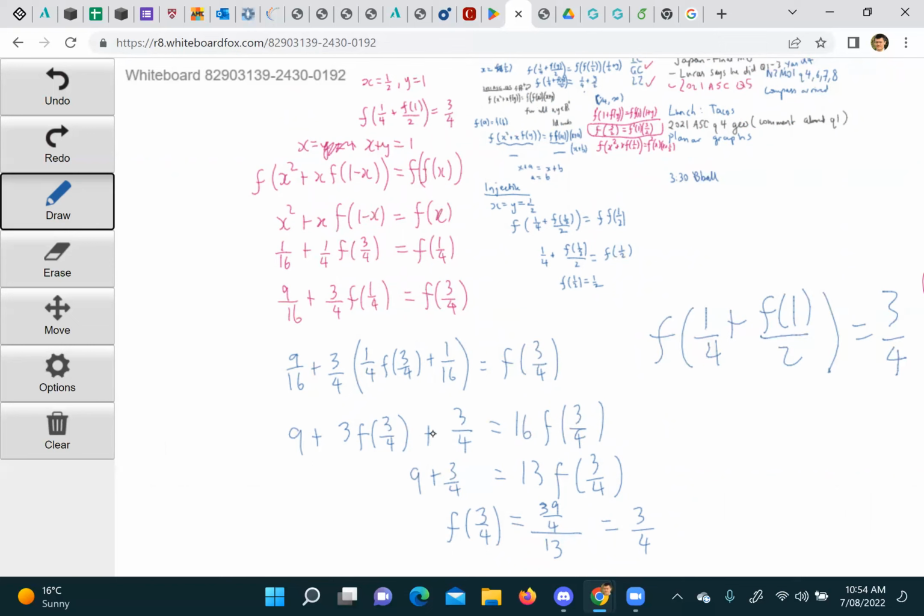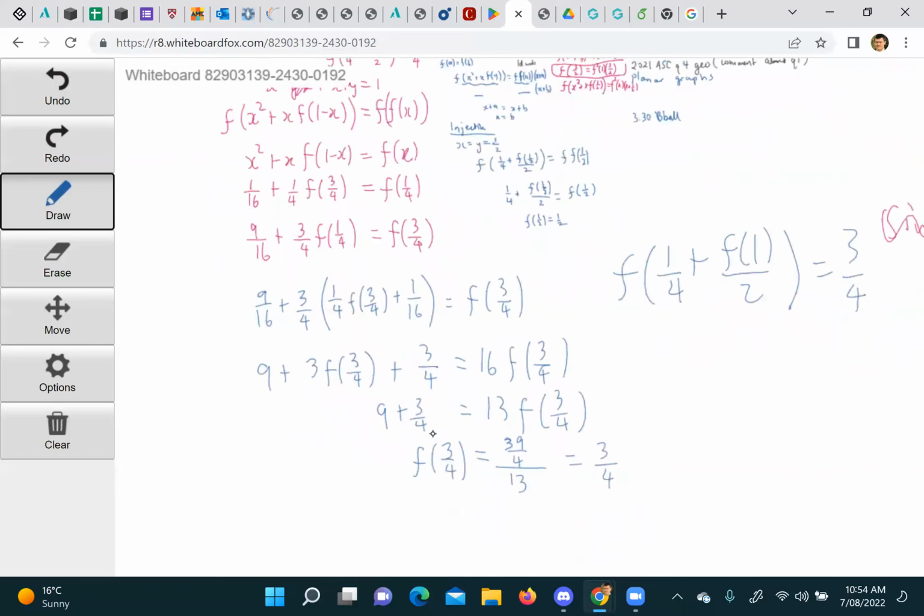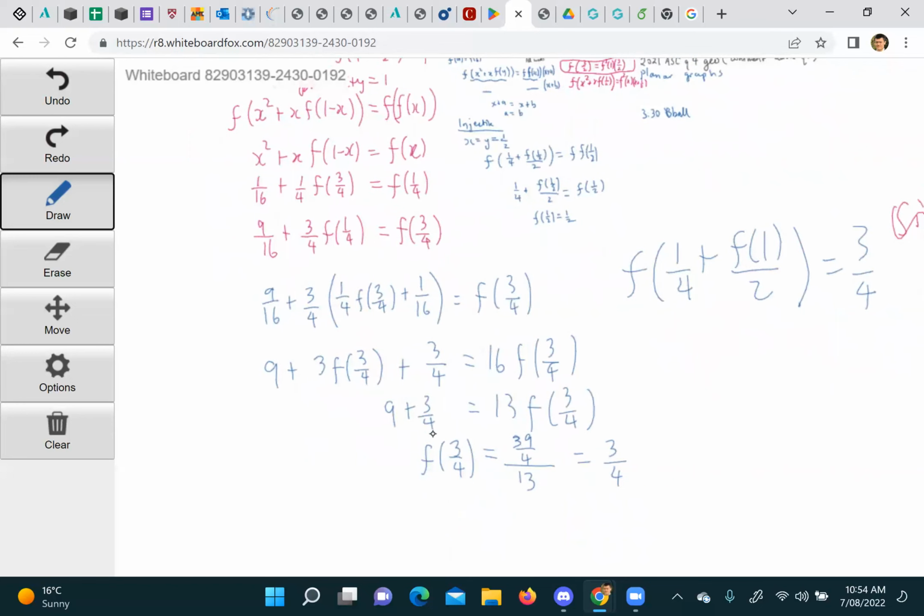And then when you substitute y equals 1 on 2, you just get a quarter plus f of 1 on 2 equals 3 quarters. And we know that 3 quarters is equal to f of 3 quarters, right? So you can substitute f of 3 quarters into the right hand side of that equation.